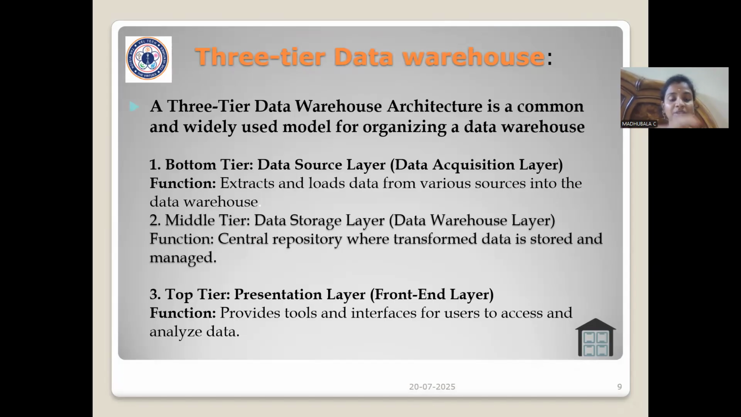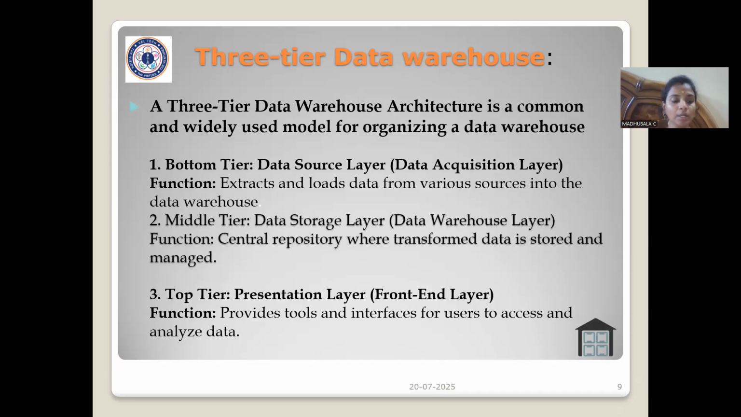Here, the three-tier data warehousing architecture is a common and widely used model for the organization of data warehousing. This architecture consists of 3 layers: the bottom tier, called the data storage layer, the middle layer, called the OLAP or data warehouse layer, and the top layer, the front-end client layer, which is the user layer.